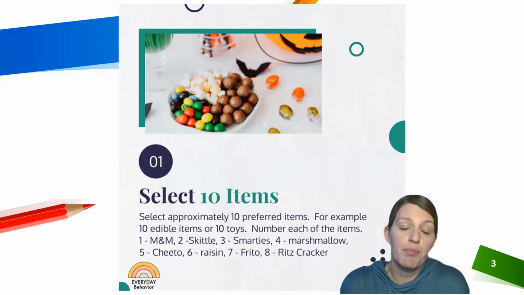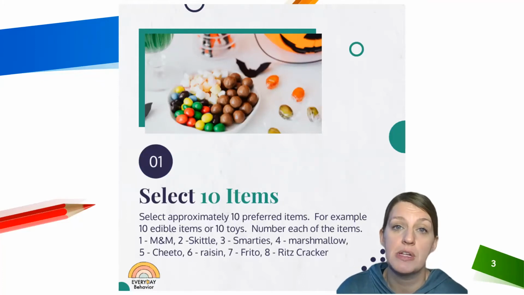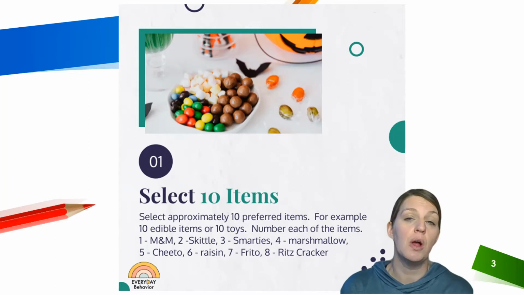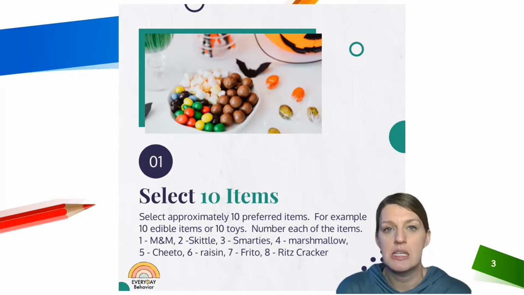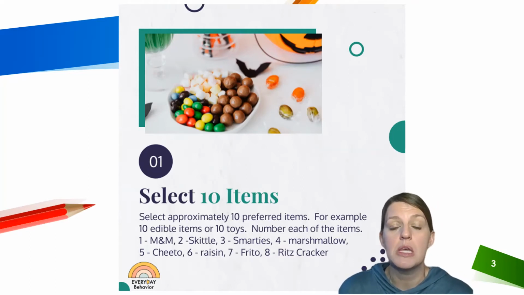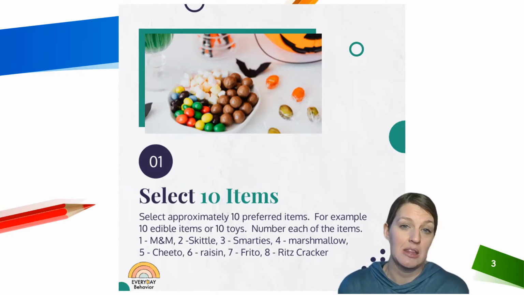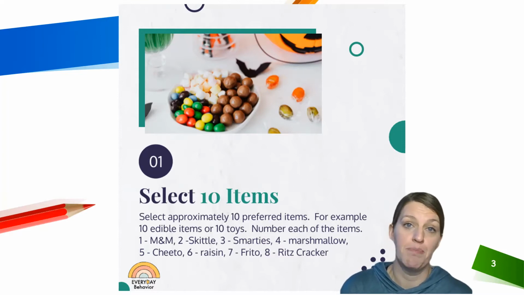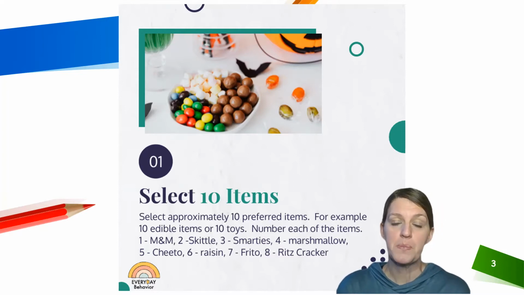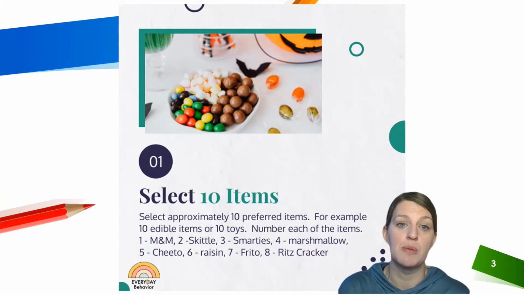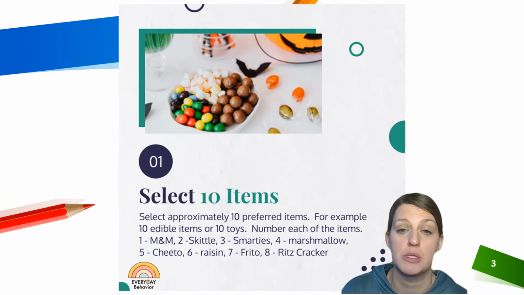So typically, if I'm doing a preference assessment, I usually rely on multiple stimulus with or without replacement or free operant assessment for tangible items, like activities or toy-based items. But for my edible items, I tend to think that a paired choice assessment just provides more information and better data. So when you're doing a paired choice assessment, you want to select approximately 10 items, okay?